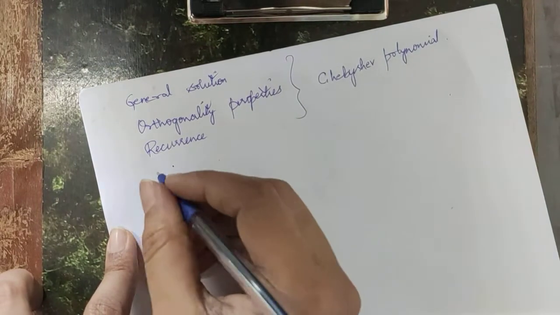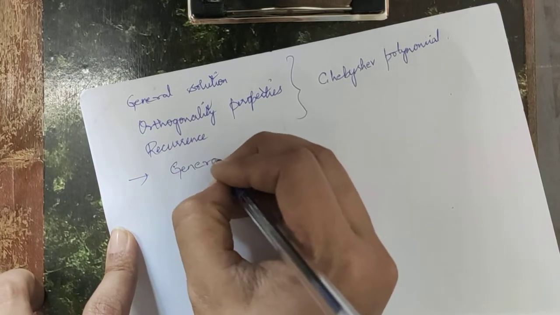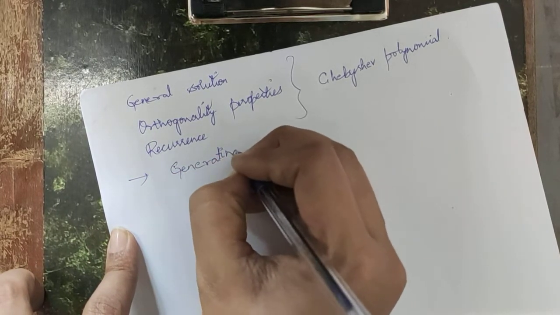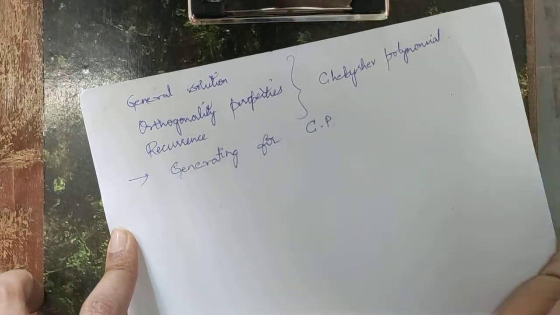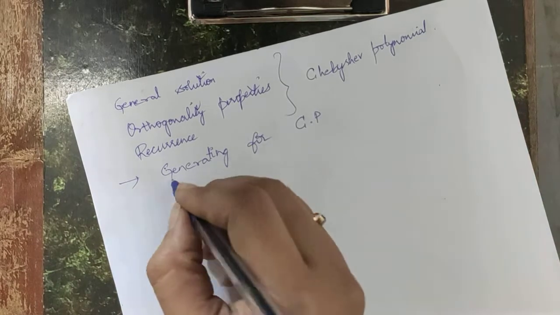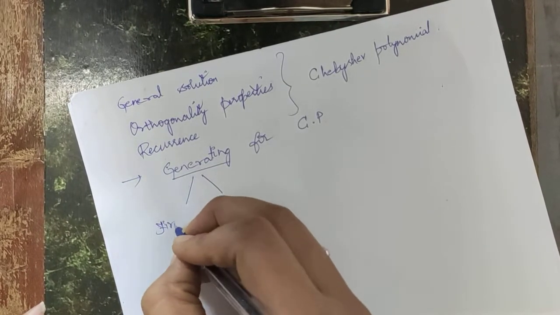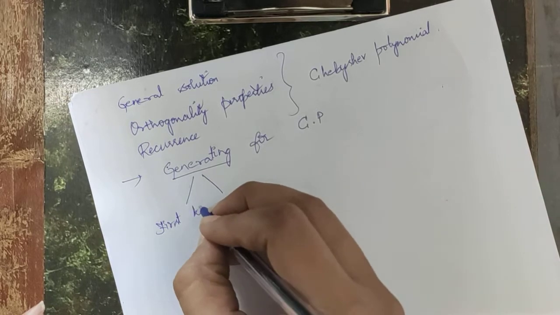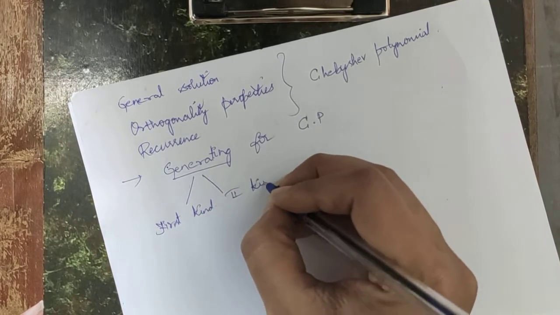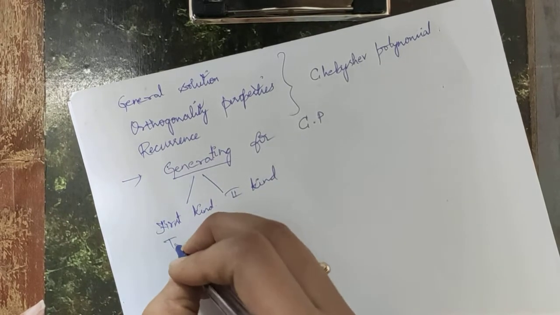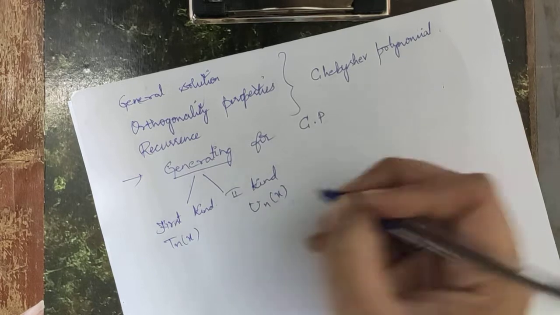So now let's discuss generating functions for Chebyshev polynomial. Again we will discuss for both first kind as well as for second kind. That means with respect to Tn of x as well as with respect to Un of x.